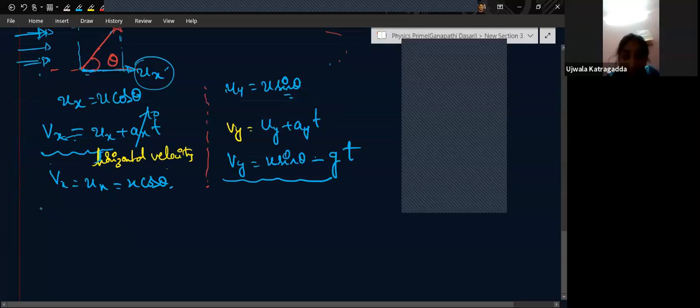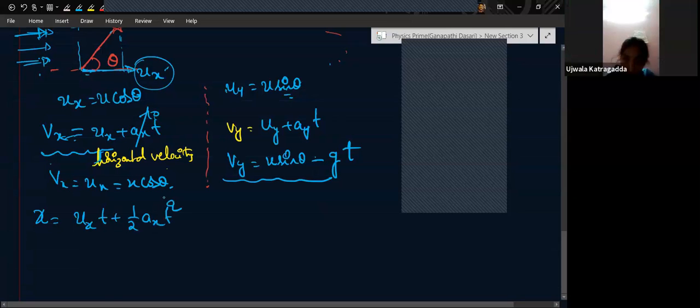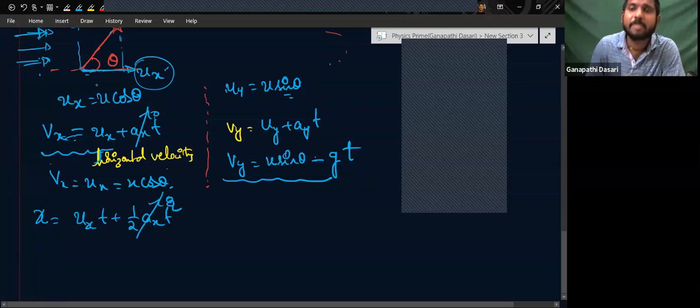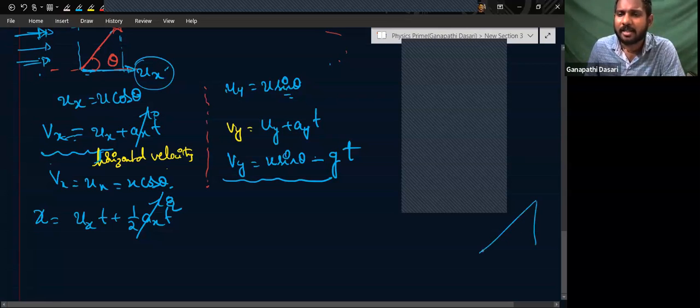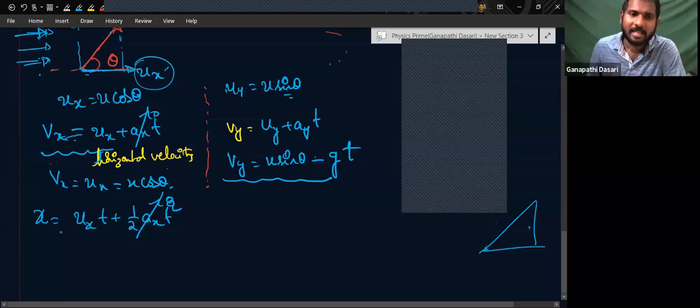Then for x direction displacement, the answer is what? Ux into t plus half into ax into t square, isn't it? Yes, sir. But ax is 0 here, at least for this projectile. Why am I mentioning all this, at least for this projectile? Because when an inclined plane comes, there will be ax also, ay also. That's why I'm not taking x is equal to uxt plus, that means x is equal to what? U cos theta into t. Okay.